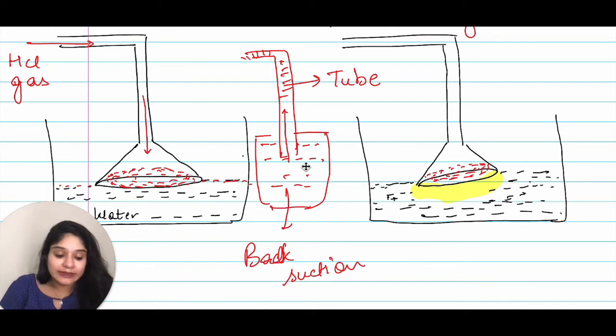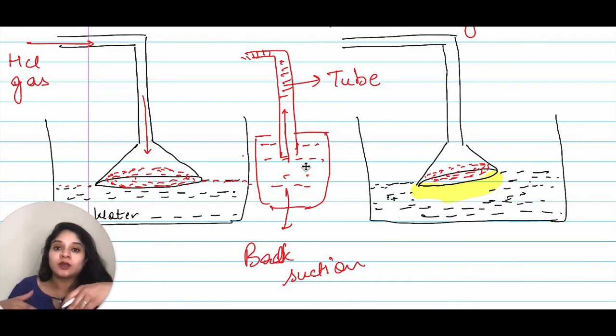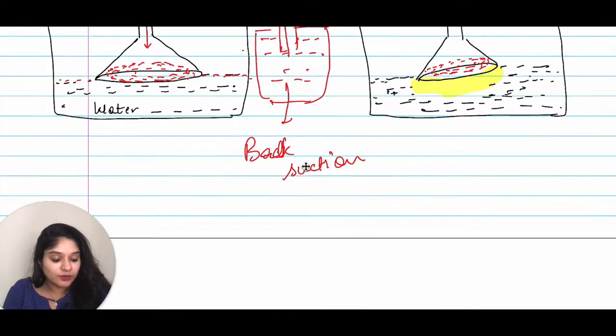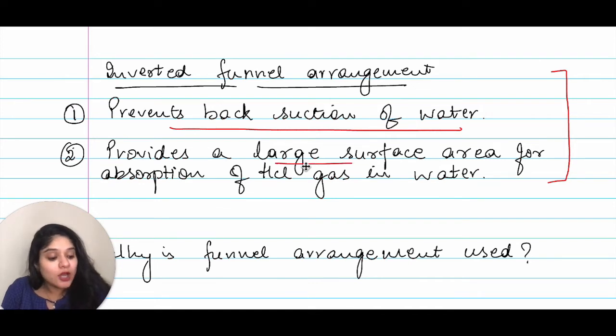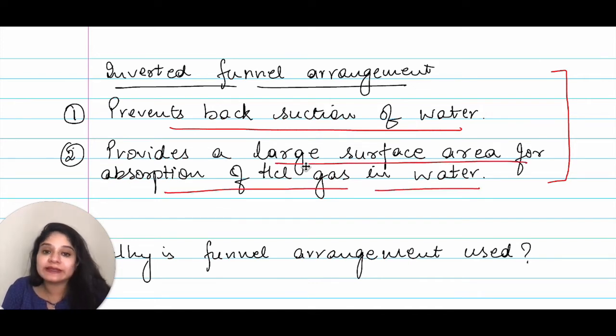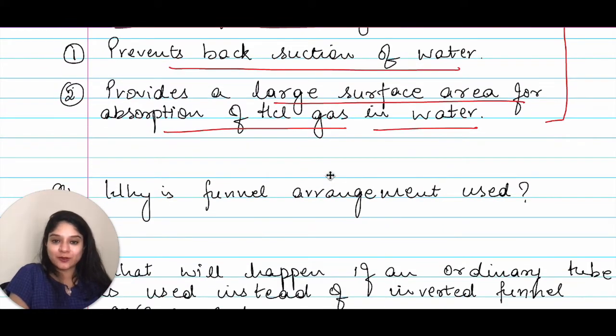So a few things we can take note of from here. Number one, the inverted funnel arrangement helps us reduce back suction, so no back suction would happen because of it. The second is, you have a larger surface area for HCl gas absorption in water. So these are the two important points that we have here. You can take a note of these points from the notes. Prevents back suction of water. Provides a larger surface area for the absorption of HCl gas in water. So two important things. Alright, so let's look at the kind of questions that we can expect from this part.